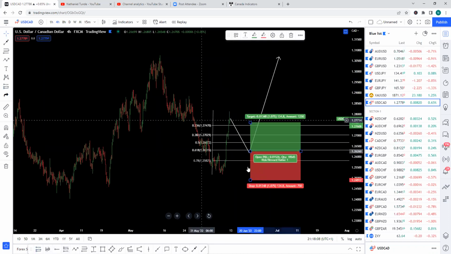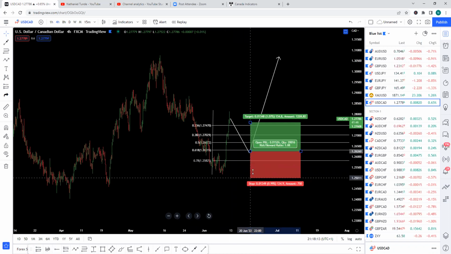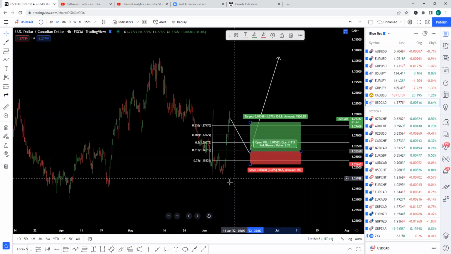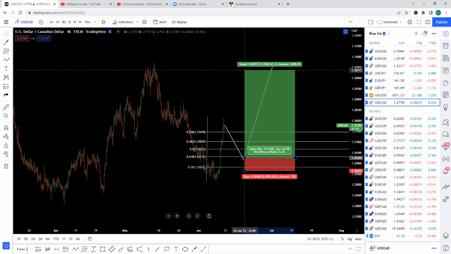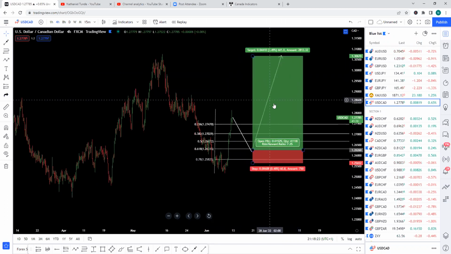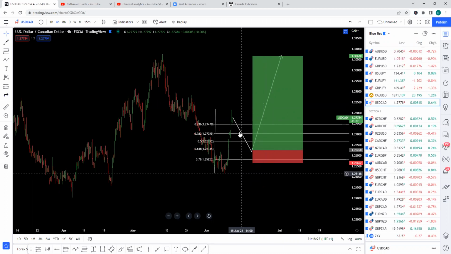Where do I put the stop loss? Anybody guess? Below 78. That's where I put the stop loss. The stop loss can be 30 pips, 20 pips. Target the stop. It's going to 170, it's going to work. That's how we do it.